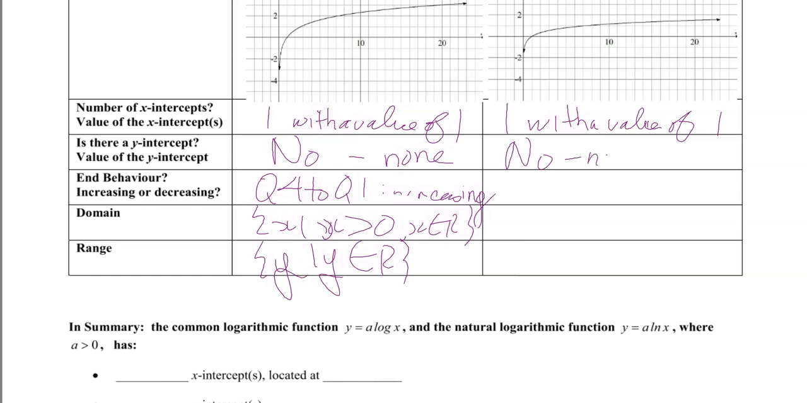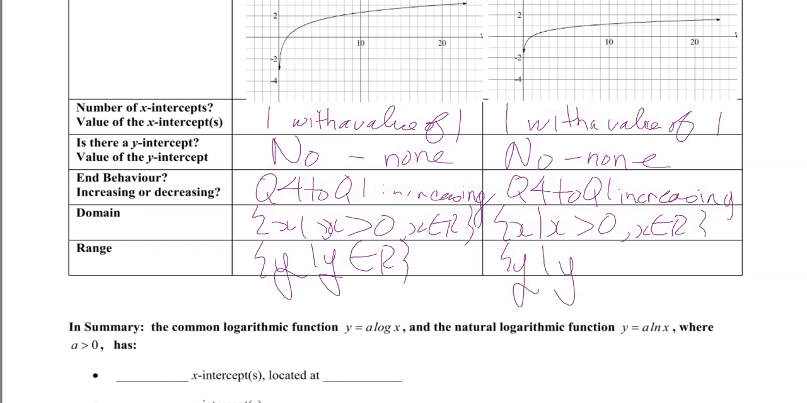No y-intercept, none. Q4 to Q1, increase it. Set of all x is greater than 0 and belongs to real. Set of all y belongs to real.